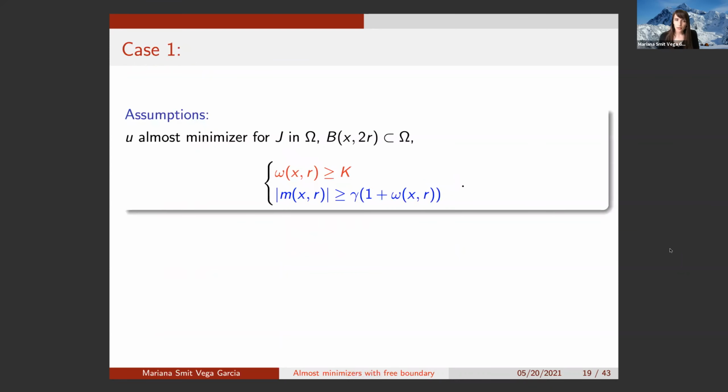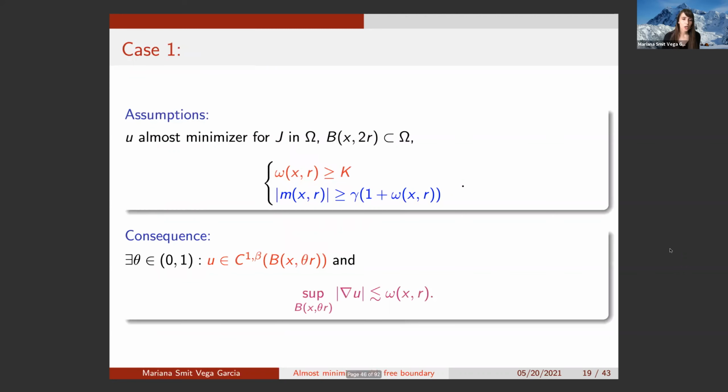So in case one, in which both omega and m are large, we are actually able to show more. This is the good case. We are actually able to show that u is going to be C^{1,beta} in a small ball, and the supremum of the gradient will be bounded like omega. So this is what we wanted. This is the best possible case. We have C^{1,beta} regularity if case one happens.